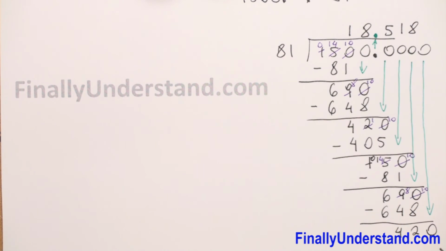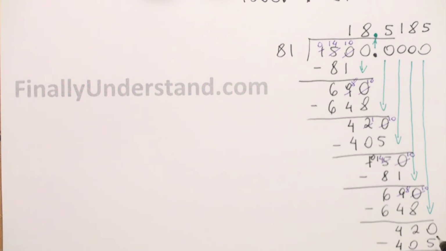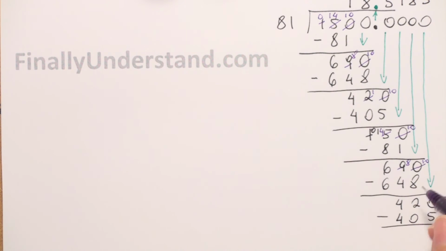So we have 420 divided by 81. So it will be 5. 5 times 81 is 405. Subtraction. We need to borrow 1 from 2, so it will be 1 and 10 at the end. 10 minus 5 is 5, 1 minus 0 is 1.